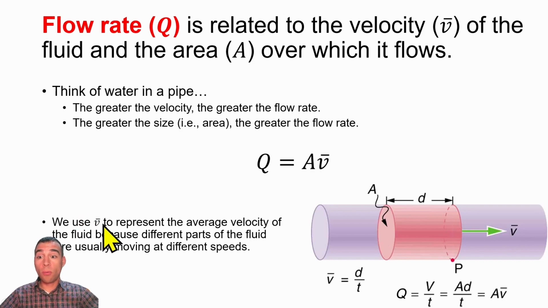We use the variable V bar here, or often we'll just write it as V, to say an average speed of the fluid flowing through this pipe, because in reality a fluid actually has a mixture of different parts that are moving at different speeds. But since this is an ideal fluid, we're just going to think about the average speed of fluid passing through some channel.